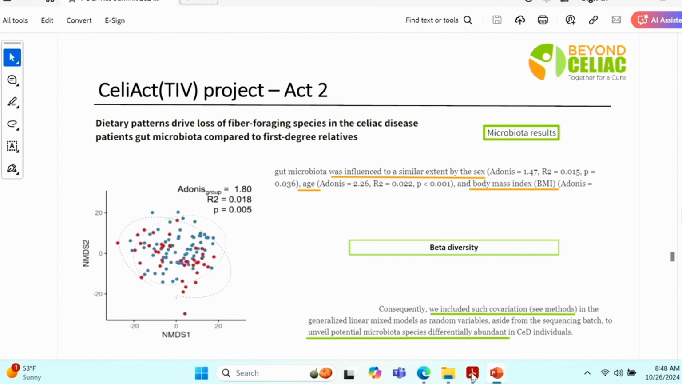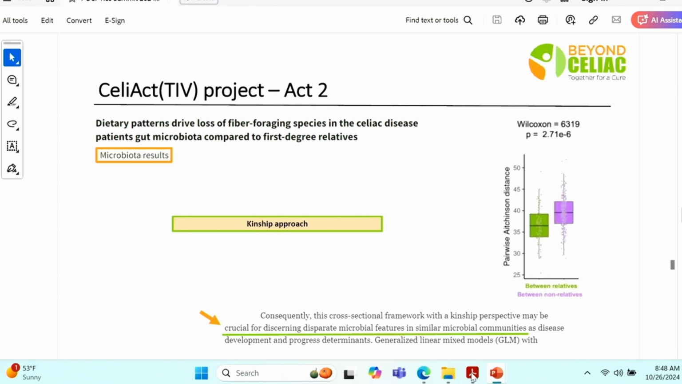Regarding beta diversity, which compares the group of bacteria that a person has with other factors, it's like an ecosystem. That's the rationale behind it. The gut microbiota was influenced by sex, age, and the body mass index of the volunteers, so we included that information in the models we generated afterwards. We also wanted to confirm that our kinship approach of testing relatives made sense, and we realized that in fact the general microbiota of family-related people was more similar than when putting all celiac patients in one group and comparing them to the non-celiac, not first-degree relatives.